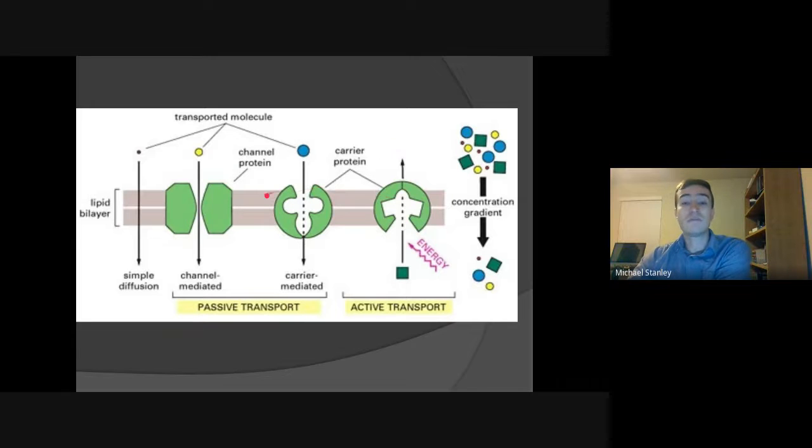So these are the same basic movement of particles. One is just going naturally with its concentration gradient, and the other one is using energy to go against the concentration, to go from a low to a high area. But they are both binding to a molecule and then releasing it on the opposite side of the membrane.